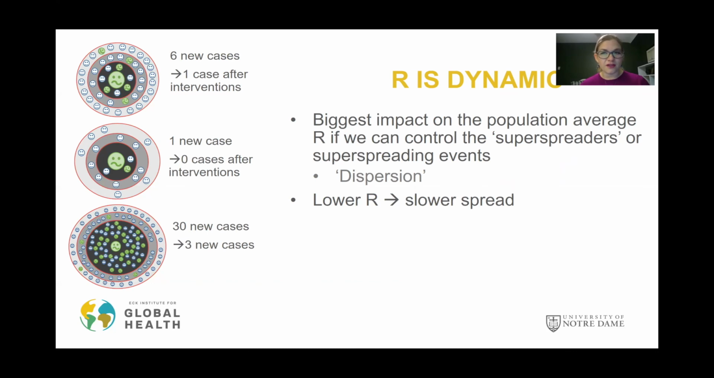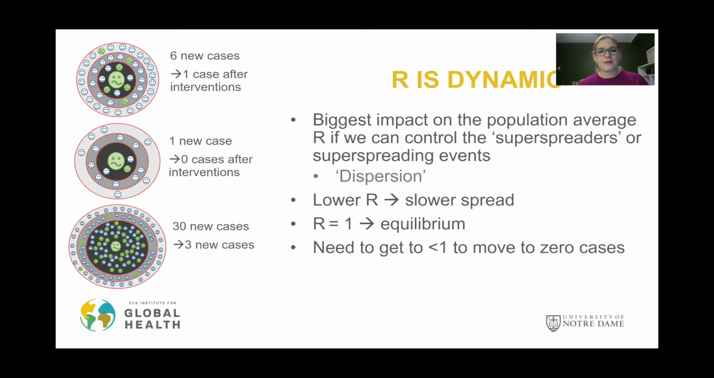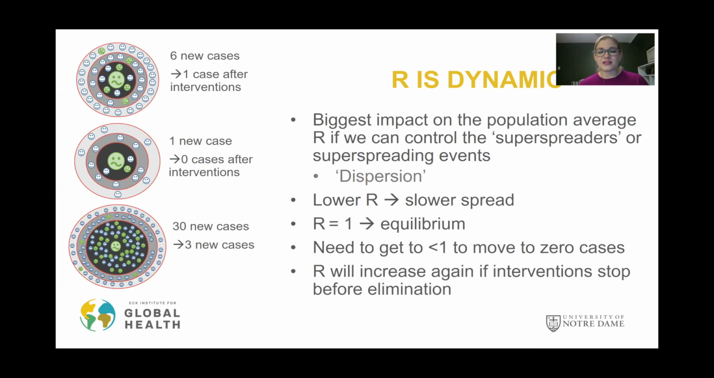The lower the R, though, the slower the spread of the virus is going to be. When R is approaching 1, we're going to be somewhere in an equilibrium of cases. And we really need to get that R to be less than 1 if we want to move towards having 0 cases in an area. But an important thing to remember is that this value is dynamic. It changes with our behaviors and our responses. And so R will increase again if we go back to normal behaviors and all of our interventions stop before we actually manage to drive cases to 0.